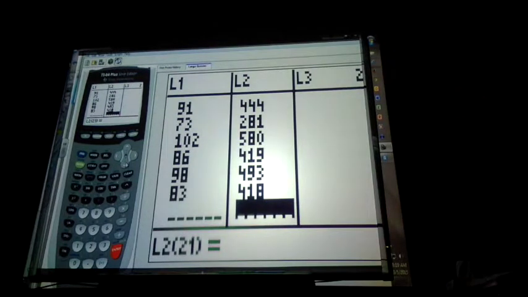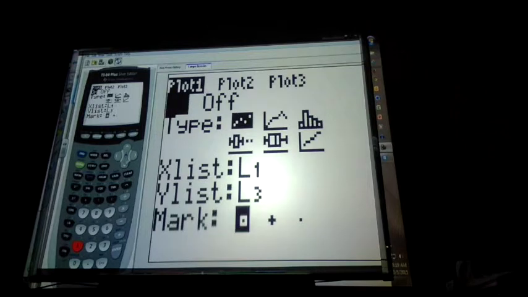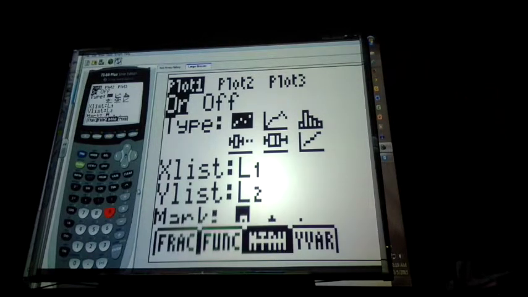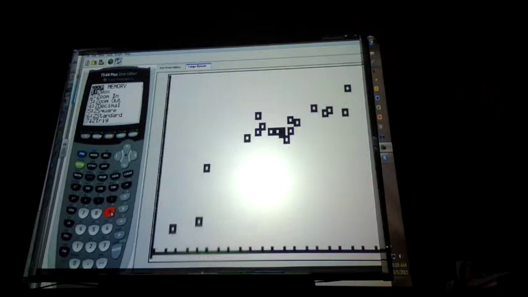Alright, so once I have that in there, I need to go back. I believe yesterday I had my stat plot set up for list 1 and list 3. So I want to modify for right now to put list 1 and list 2 in. So I'm going to go down to it, change list 2. And then from there I can go ahead and hit zoom 9. Oops. Wait. Zoom 9. So that's what our data is supposed to look like.